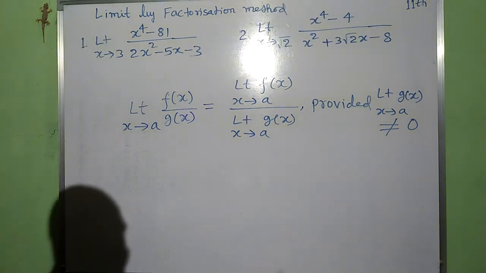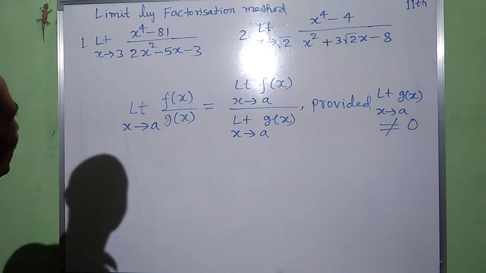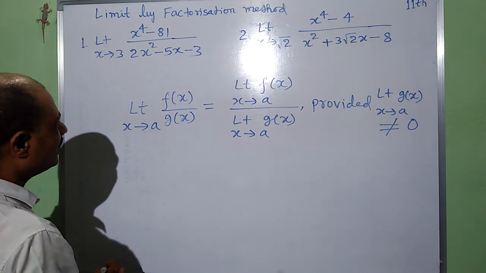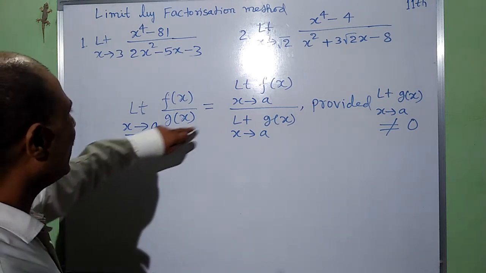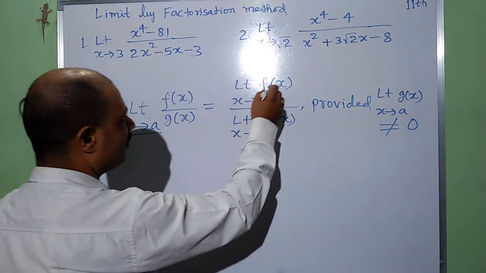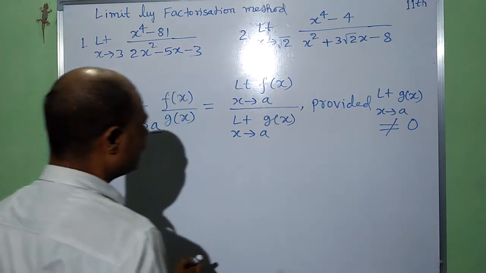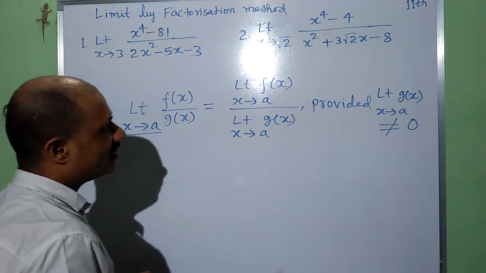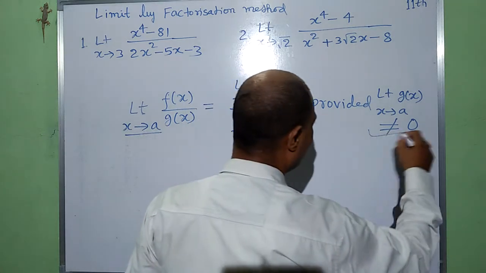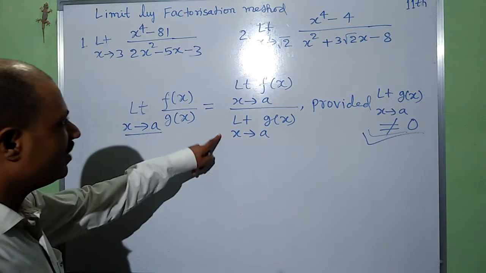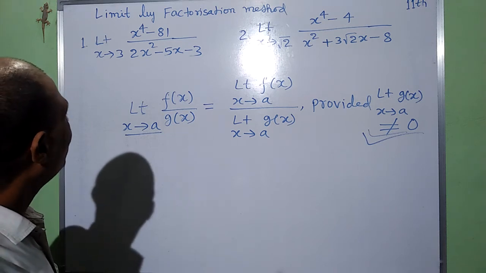Namaste everyone, here I am going to find limit by factorization method. To understand this, limit of function f(x) by g(x) as x approaches a, we can find its limit like this. It will be equal to limit of f(x) as x approaches a, by limit of g(x) as x approaches a, provided that limit of g(x) as x approaches a is not equal to 0. Limit of denominator is not equal to 0. In this way we can find limit by factorization method.